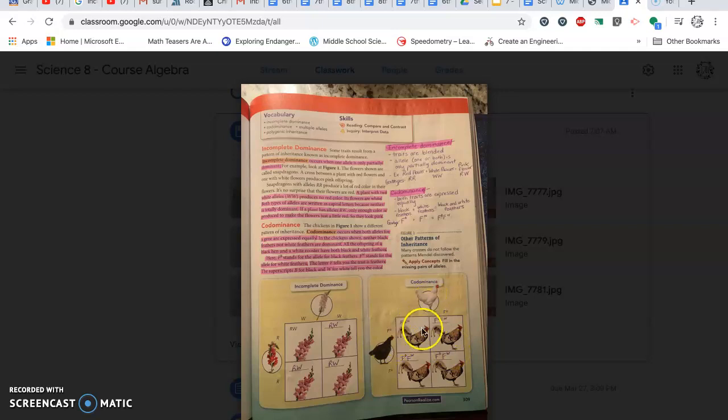All right, so that is codominance. Both of these colors show up on the offspring in codominance. Both of the colors are blended in incomplete dominance. All right, moving on.